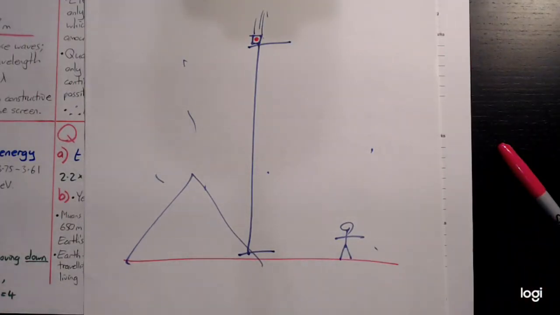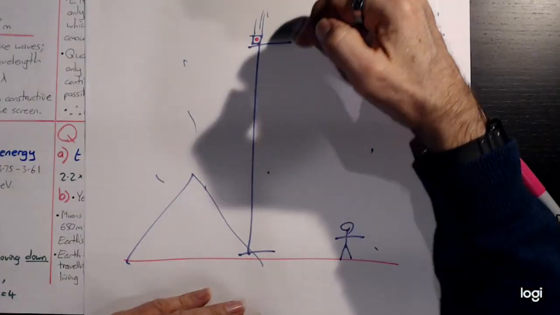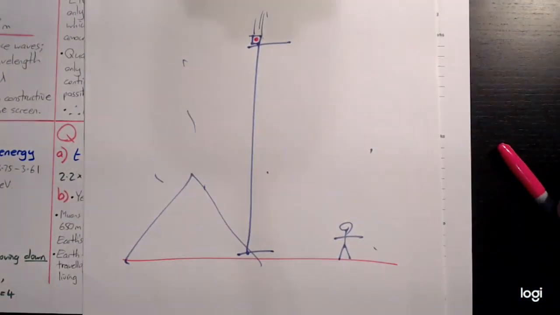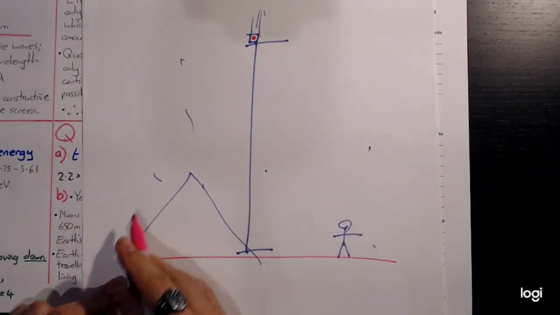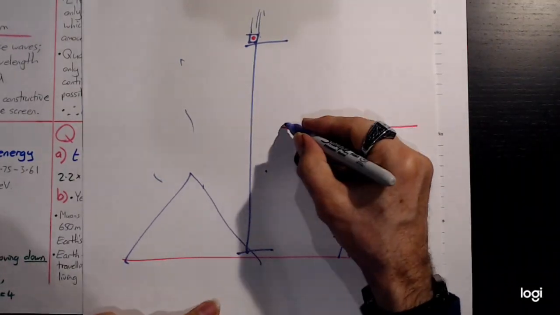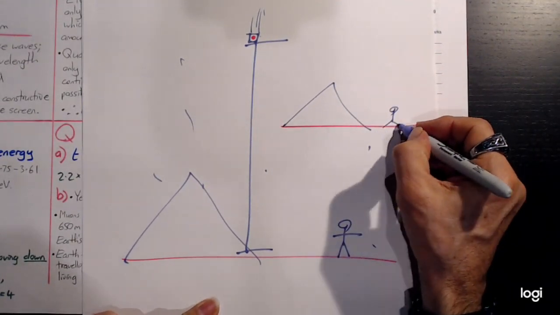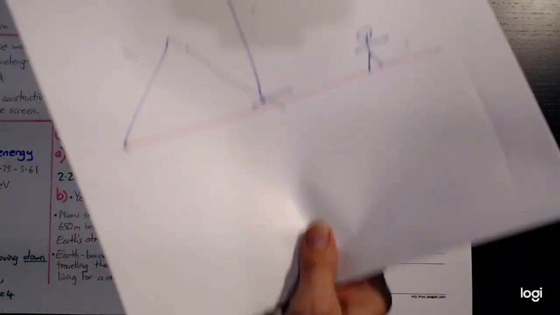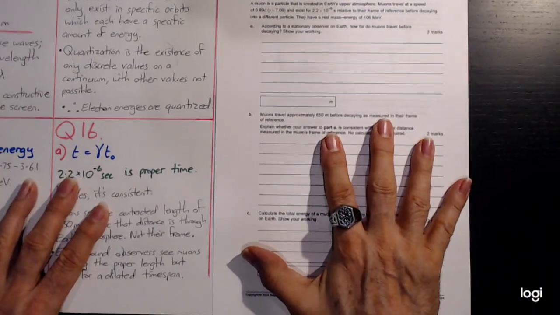All right, so that 650 meters is not a proper distance. The muon is going to see this whole distance sandwiched a little bit. Right, the muon's view of this looks a bit like this. It's a bit squished. The whole thing is a little bit squished, and that's not the proper distance. That's the contracted distance. All right, hang on a second. So, how do you answer that?